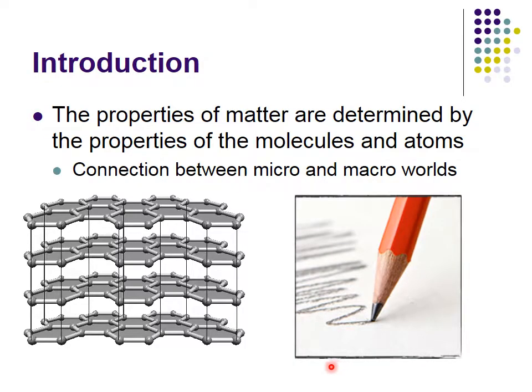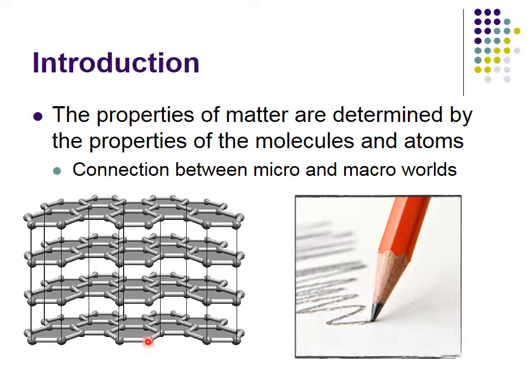Our introduction here is not just for this chapter and not just for the semester, but really for chemistry in general. The definition of chemistry is that it's a connection between our micro and macro worlds. So the pictures down here show us graphite on the microscopic level and graphite on the macroscopic level. So it's a comparison between what we can see and what we can't see. And the connection is really an explanation of what's going on.